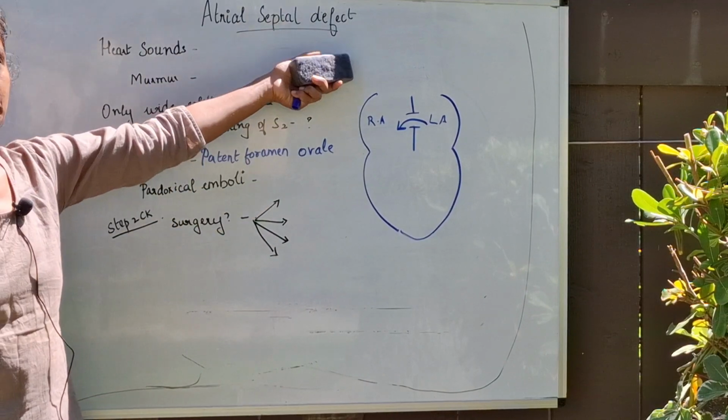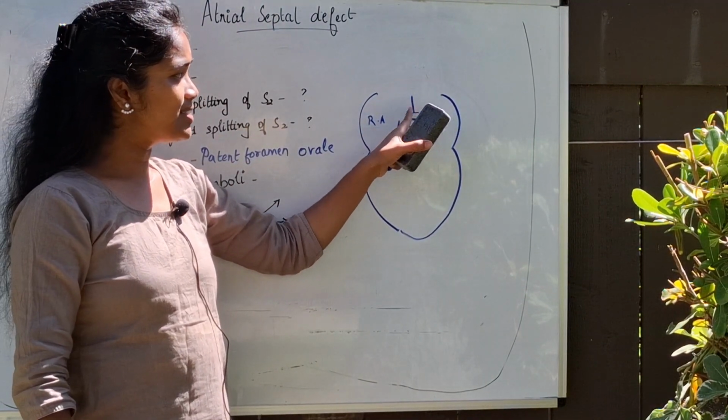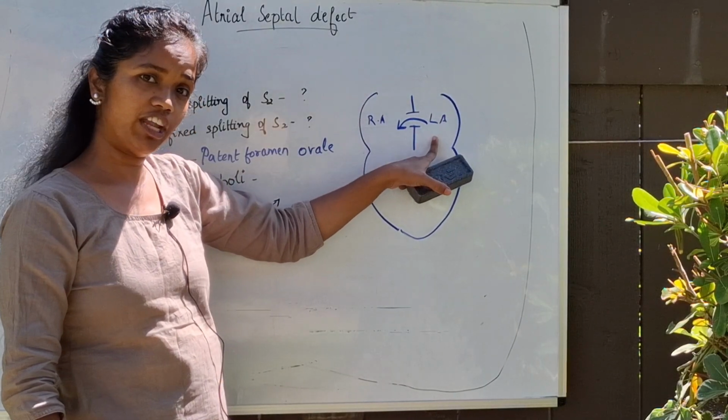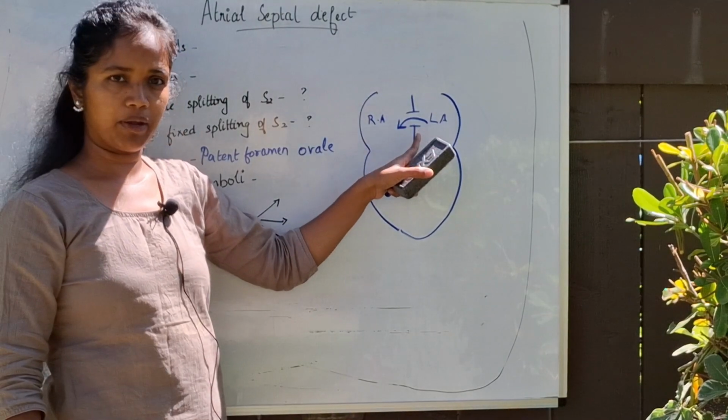Here, what is atrial septal defect? Atrial septal defect is where there is a defect in the septum such that blood goes from the high pressure left atrium to the low pressure right atrium. So why does this happen?